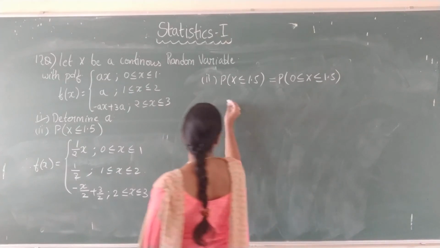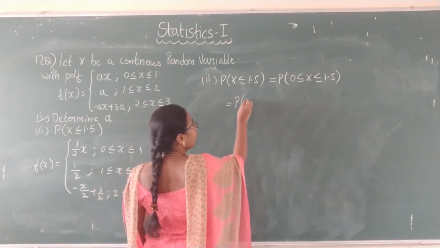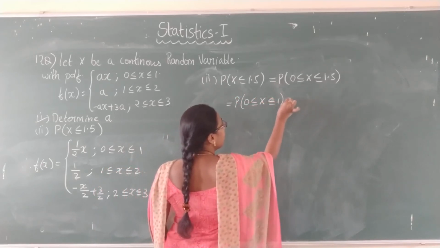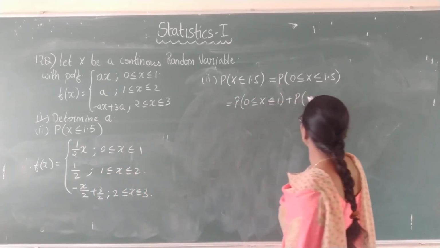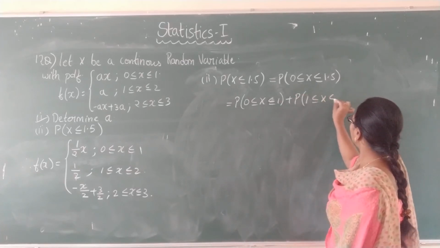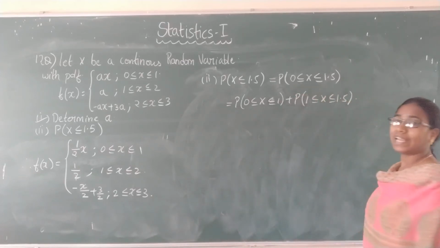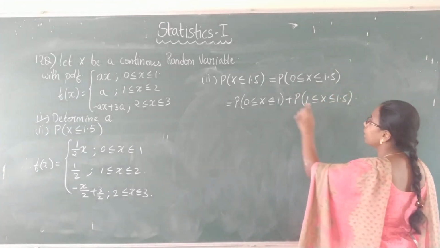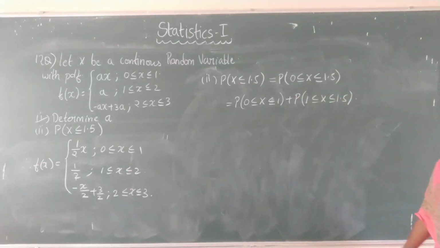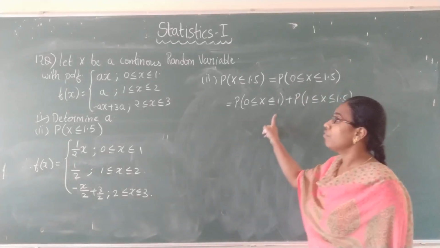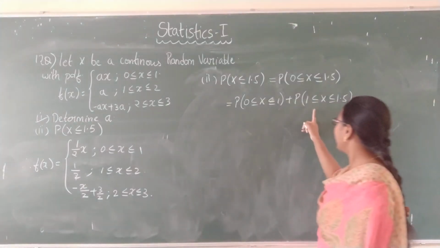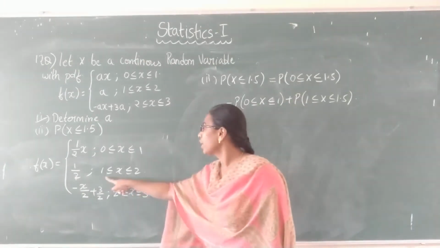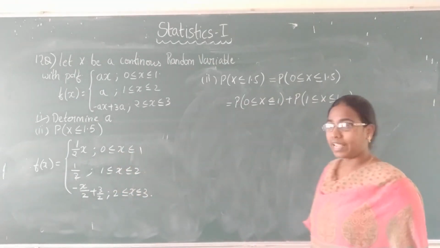This can be written as probability of x lies between 0 to 1 plus probability of x lies between 1 to 1.5. So can I write like this? From 0 to 1.5, I am writing it as from 0 to 1 and 1 to 1.5. If you observe 0 to 1, we have to consider the first function, and 1 to 1.5 lies between 1 and 2, so we will consider the second function.